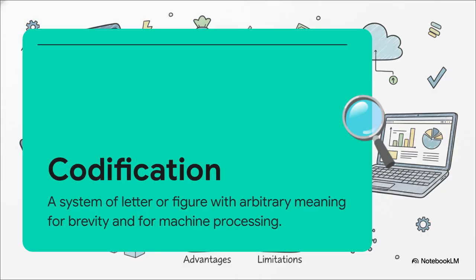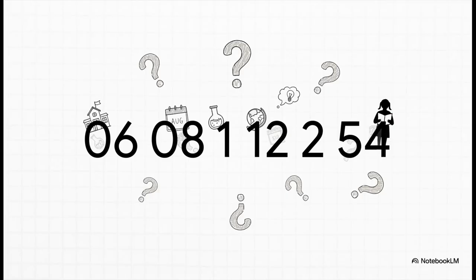Okay, so this secret code has a fancy name. It's called codification. Now don't get scared by the big word. It's a very, very simple idea. It's just a system of using letters or numbers where each one has a special meaning. This helps the computer process all the information super quickly and neatly. Just look at this number on your screen. At first, it just looks like a bunch of random digits, right? But believe it or not, this one number can tell a student's entire story. Let me show you how.